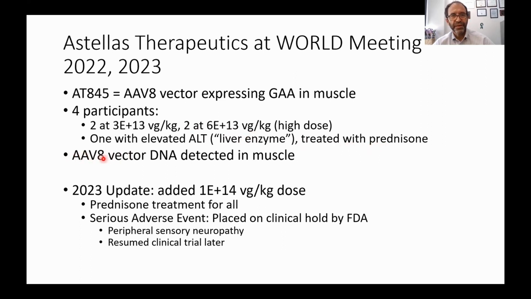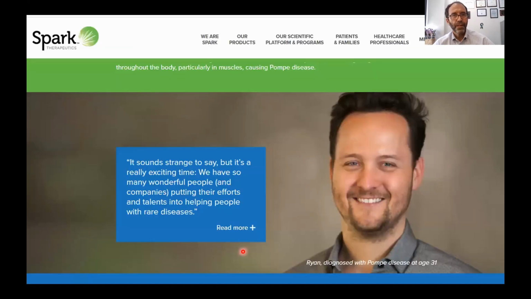And they mentioned that they could detect the vector DNA in the muscle, so clearly it was getting there to the target. In 23, a brief update, and 1E14 vector genomes per kilogram, a higher dose, was added, again with the goal of really delivering the gene to the muscle. All patients were treated with prednisone, knowing that the T-cell response will happen at this kind of dose. And they did have a serious adverse event that was related, a peripheral sensory neuropathy, and were placed on clinical hold by the FDA, but that has been addressed, and they've reopened the clinical trial.